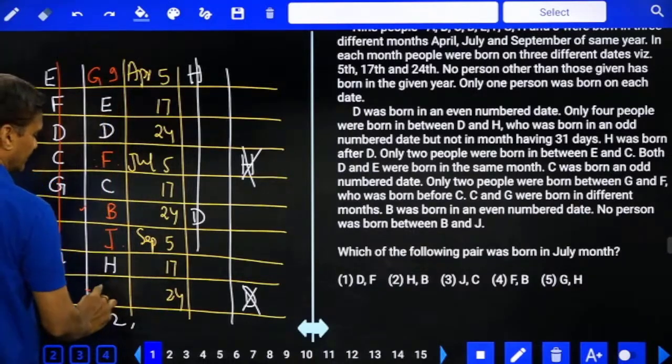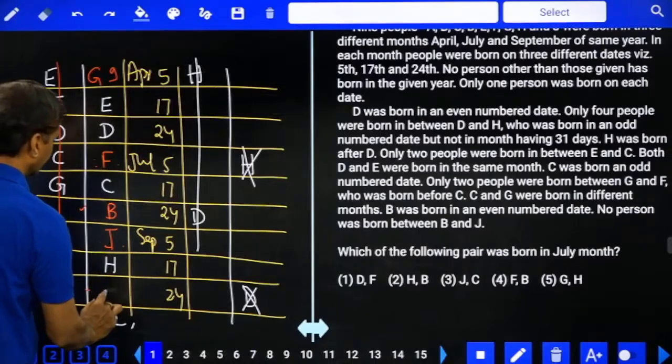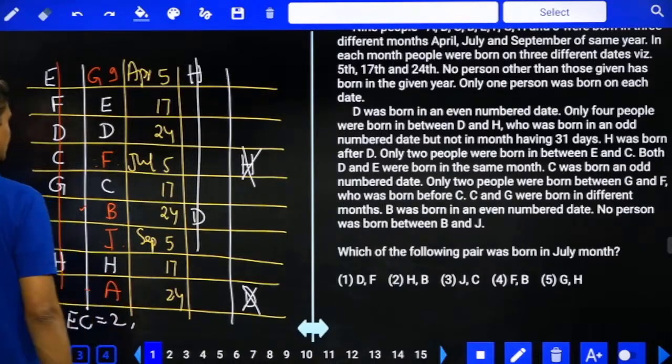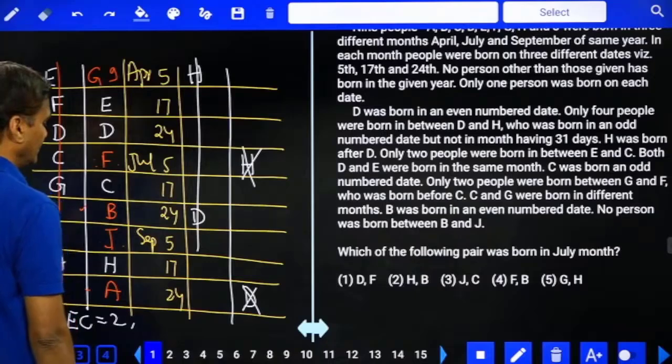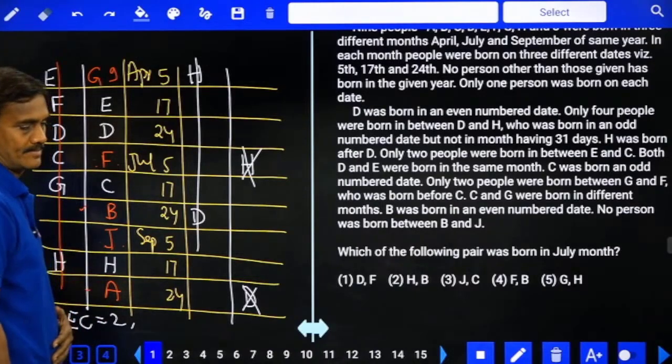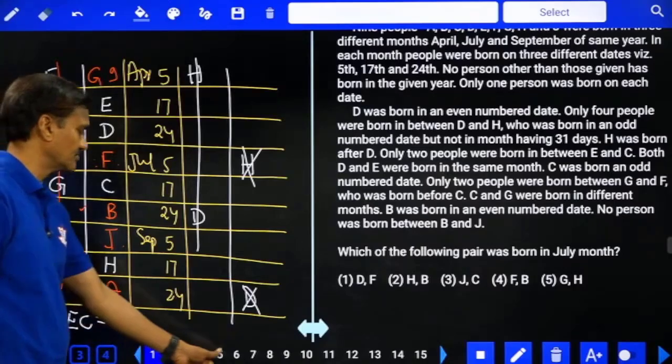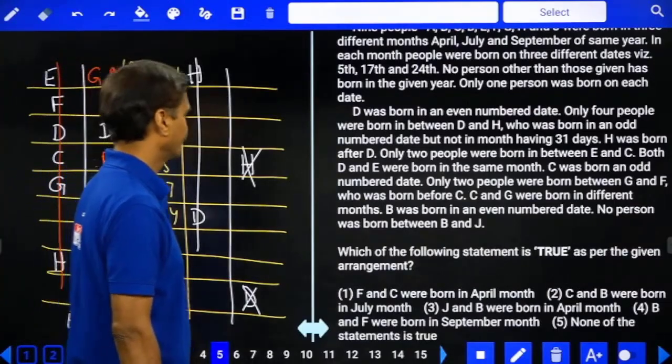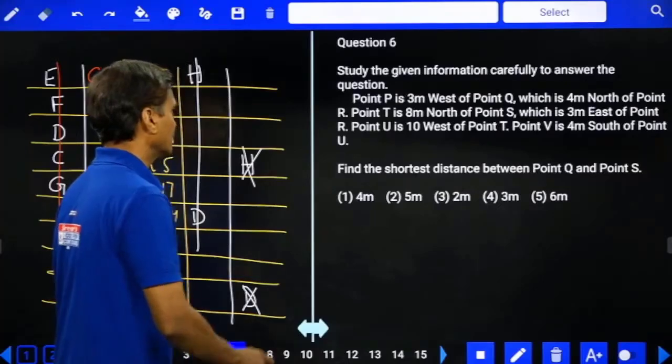Then who is the person left over here? A is the person left over. Now this is the final arrangement: G, E, D, F, C, B, J, H, and A. Now these are the 9 persons we have. Question numbers 1 to 5. Then coming to question number 6 onwards.